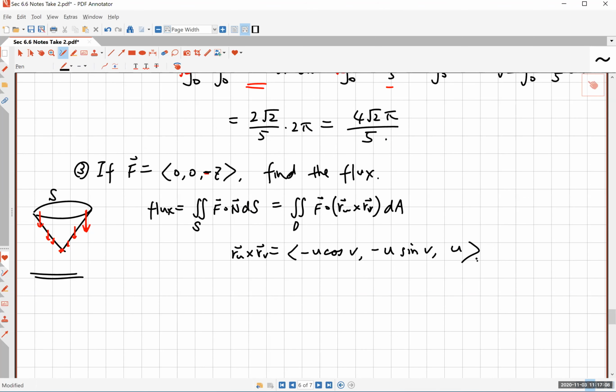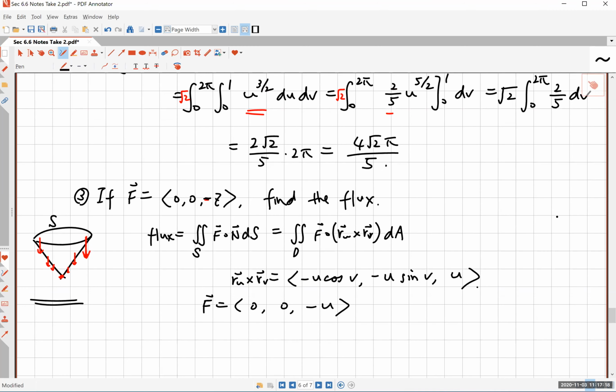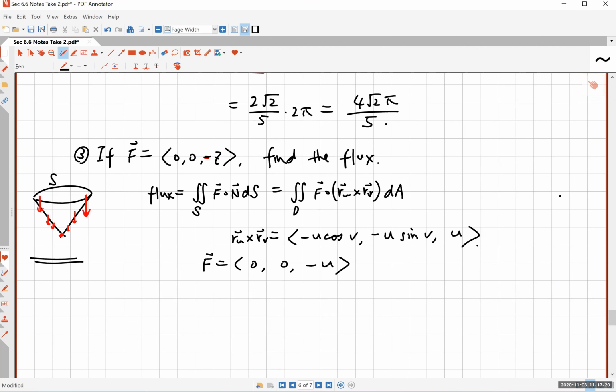And then the next thing is, instead of finding the norm of this, we say, well, F is 0, 0, negative z, which can be written as negative u, okay? Because that's what this was. And by the way, if you are to graph this, remember u is the z value, right? So it'll be the one that has the z value going up. So this will be the vector that goes like this, okay? That is the normal direction right now.